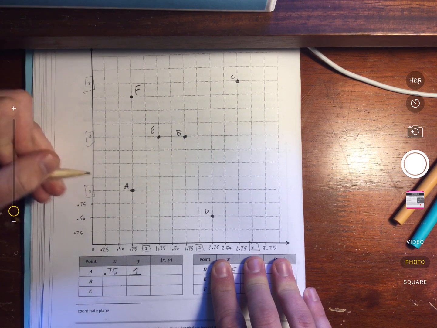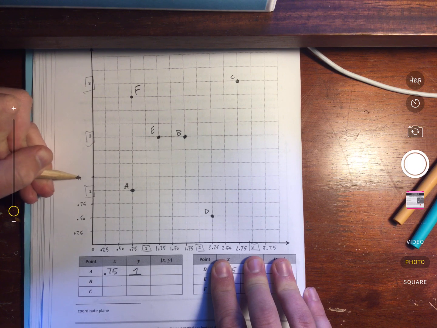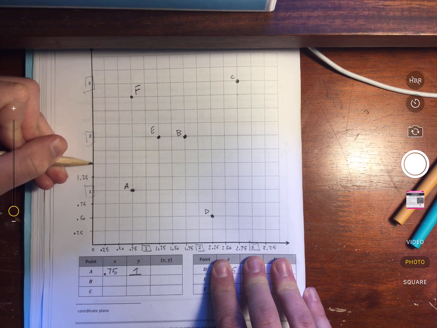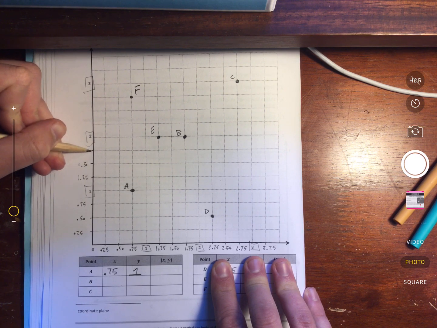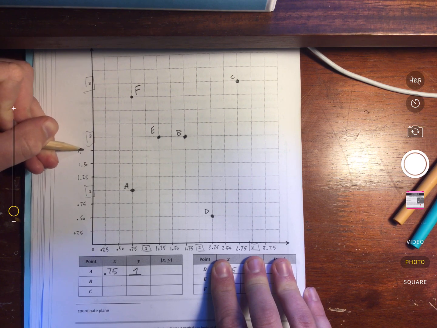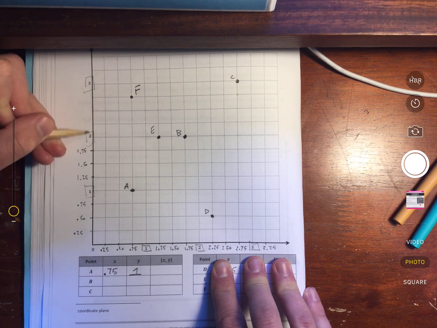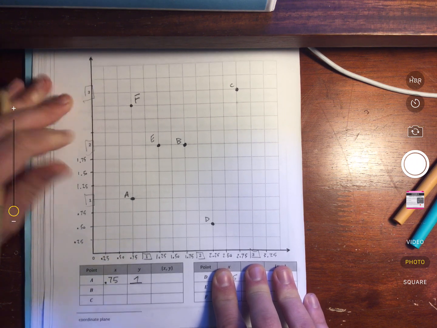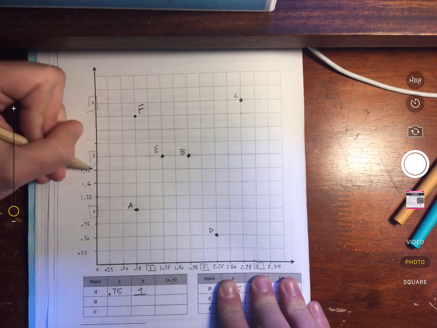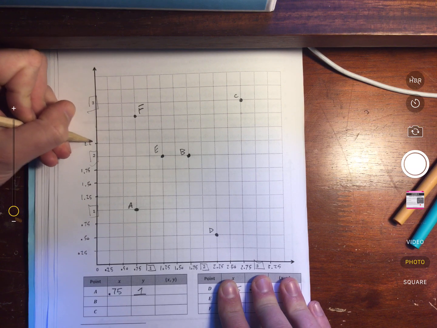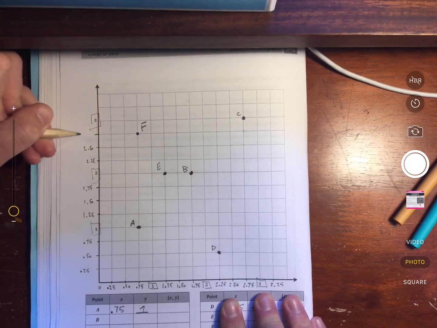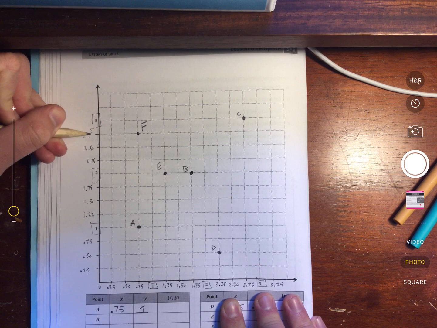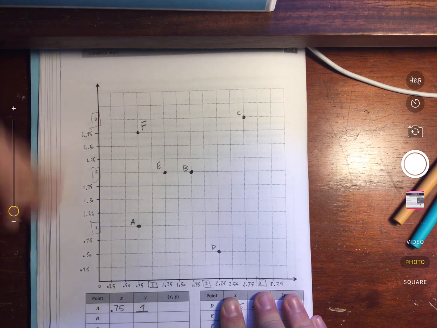75 hundredths, 1 whole. Then I'm going to have 1 and 25 hundredths, 1 and 50 hundredths, 1 and 75 hundredths to 2 wholes. Okay, then I'm going to have 2 and 25 hundredths, 2 and 50 hundredths, 2 and 75 hundredths, and then all the way up to 3 wholes.